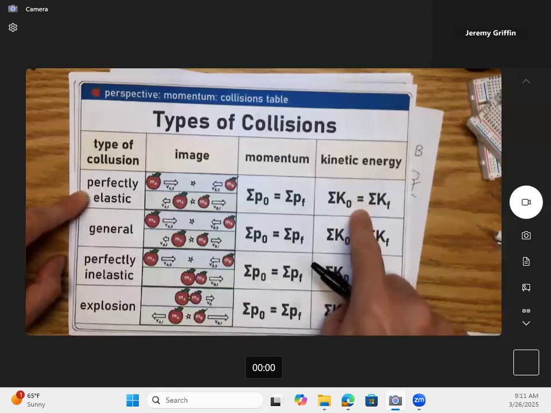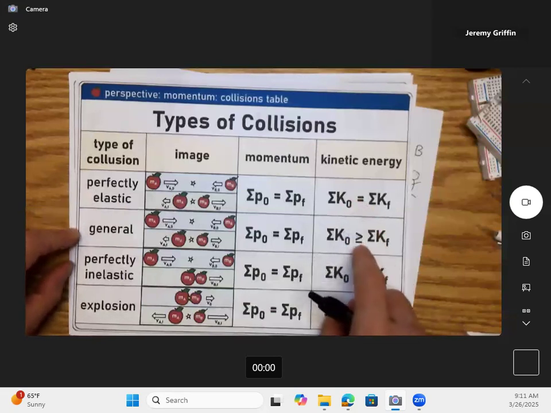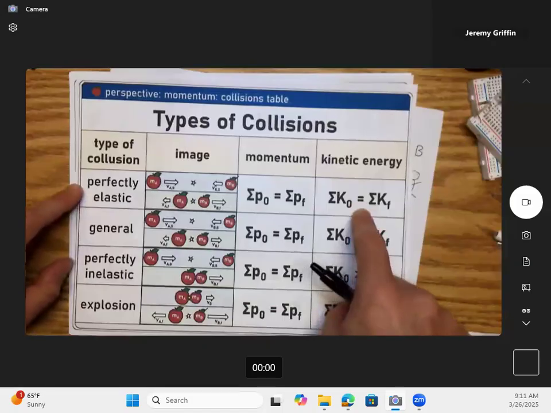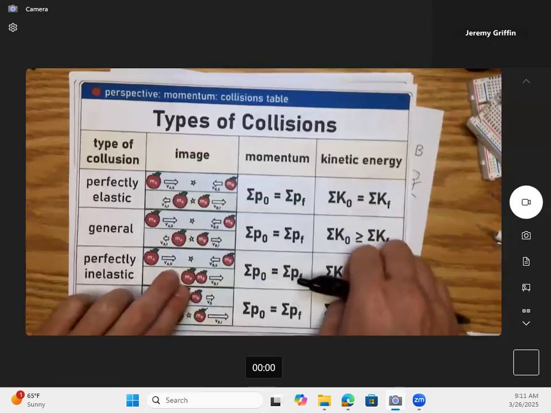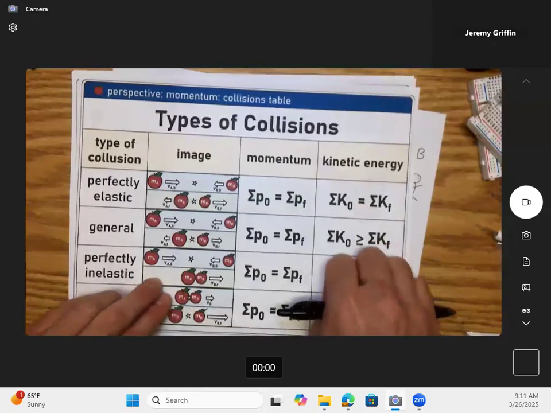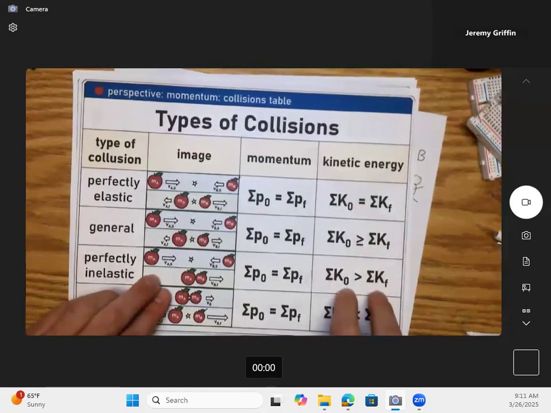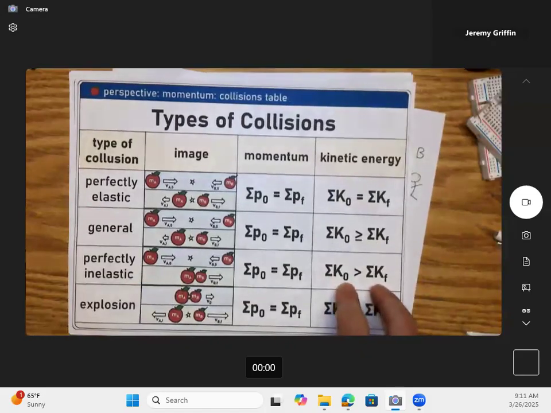Perfectly elastic. Aha, that's this one right here. Right, that's why it's greater than or equal to here, because it could be this elastic. But if the two objects stick together, the kinetic energy always does what? Less than. Yeah, always decreases. It's always less after than before, right?